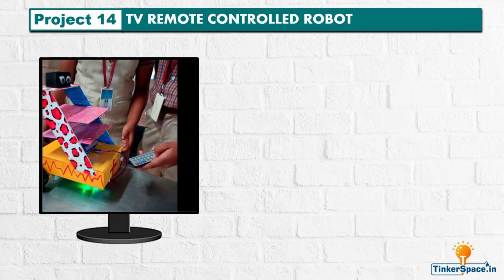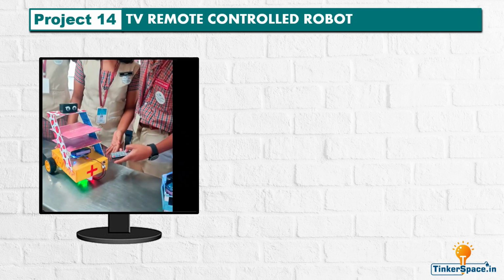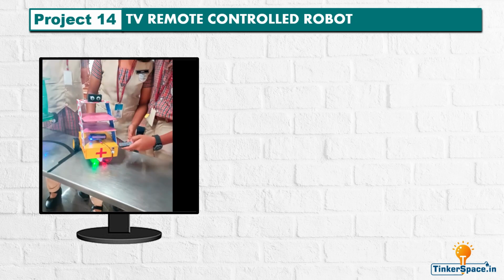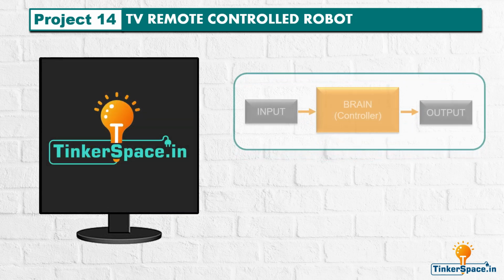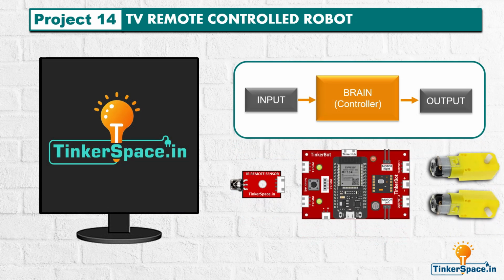TV remote control robot. This project creates a robot that can be controlled using a TV remote. In this project, we used the TinkerBot as the controller. The TSOP sensor is used as the input. Its function is to receive signals from the TV remote. The two gear motors are used as the output. Their function is to move the robot based on the remote's commands.